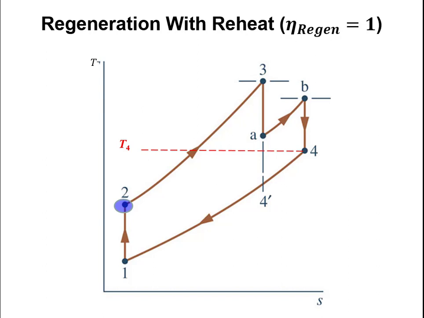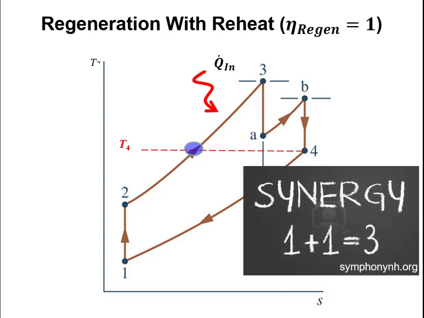Now the cool thing about reheat is that our exhaust temperature is higher than it was before. So now, at least theoretically, if we had 100% regeneration effectiveness or efficiency, we could increase our temperature at X all the way up to this new temperature 4. We'd have to put less heat in to get all the way up to state 3. So the interesting thing about combining regenerators with reheat is that there's some synergy in this case, or that they work better together than either one of them would apart.